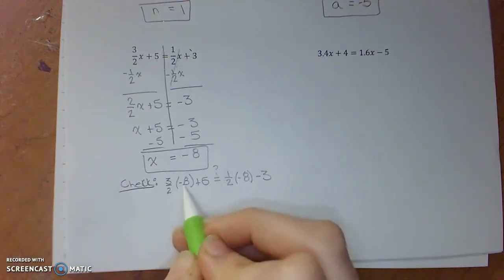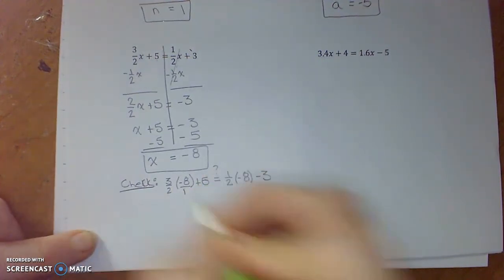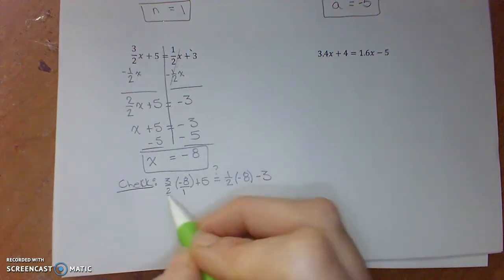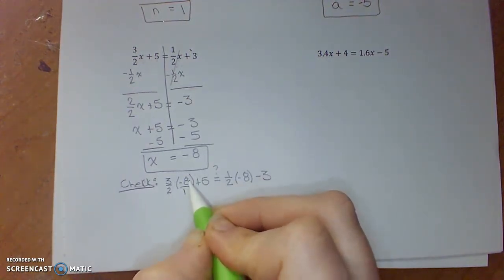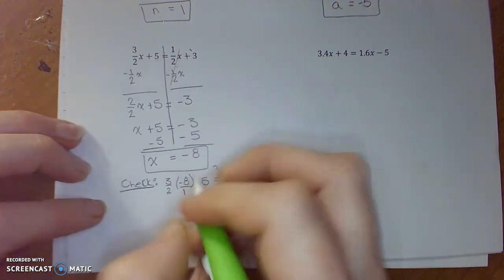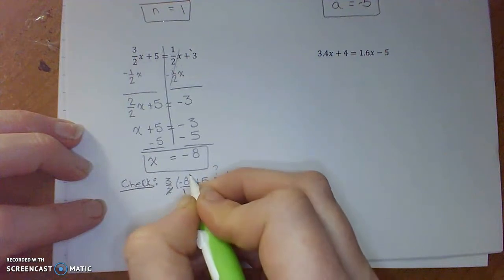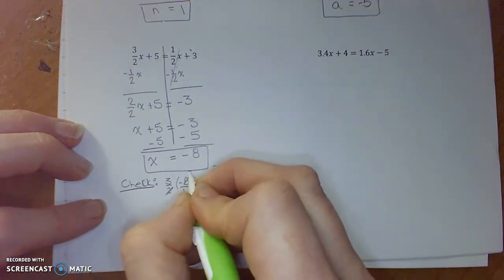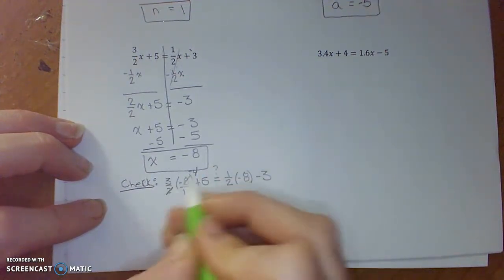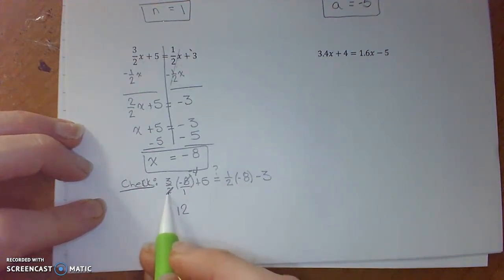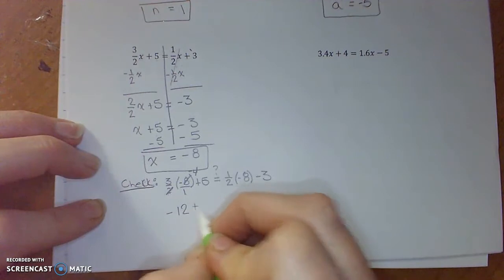Okay, 3 halves times negative 8. Again, with fractions, you imagine that negative 8 is over 1. And then 2 and 8 have a common factor of 2, so I can sort of reduce as I go here. Divide by 2. 2 divided by 2 is 1. Negative 8 divided by 2 is a negative 4. So 3 times negative 4 here is negative 12 over 1 times 1. Plus 5.